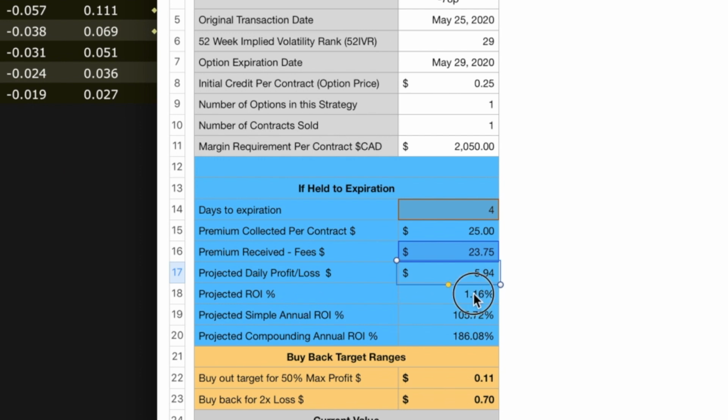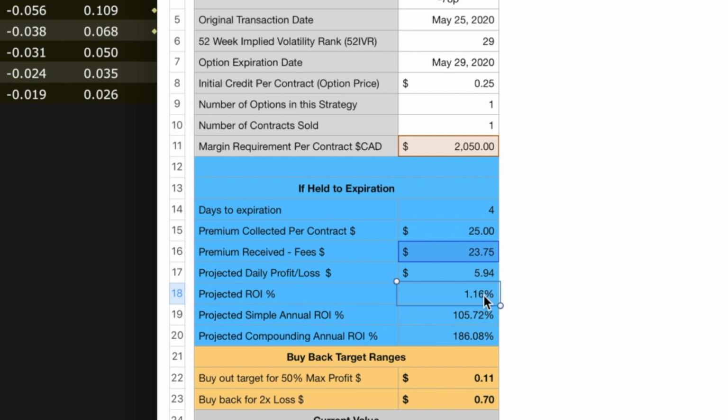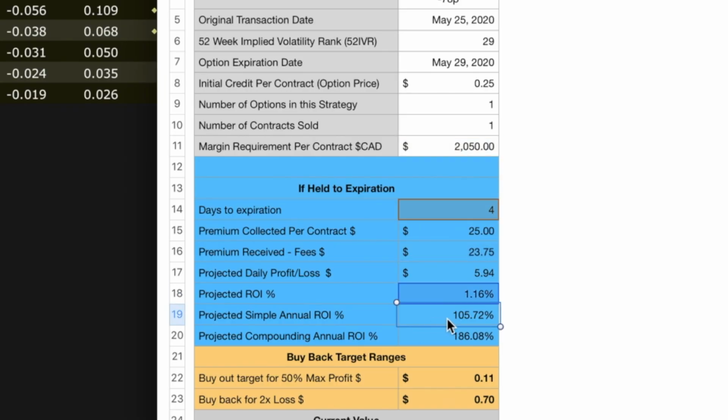So the projected return on investment, again, fairly simple math, $23.75 on my margin of $2,050. So a 1.16% return in just 4 days. What does that work out to annually? 105%. I like a trade like this because I have a 90% probability of profit, and I'm likely gonna make 1% this week. Now, if I can repeat that for the whole year, then I'll make 100% return this year.